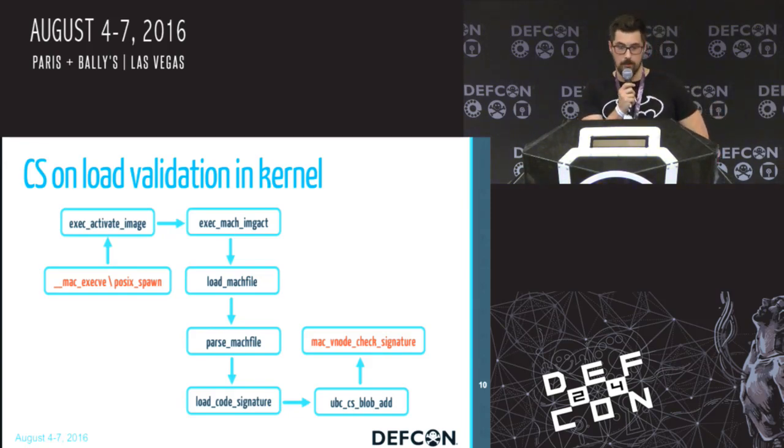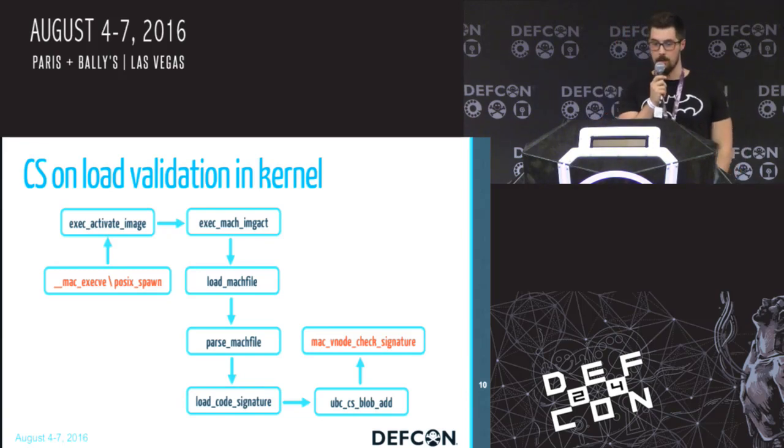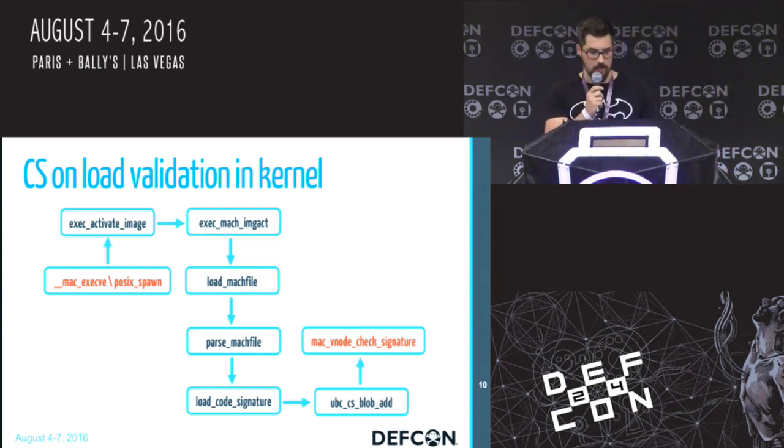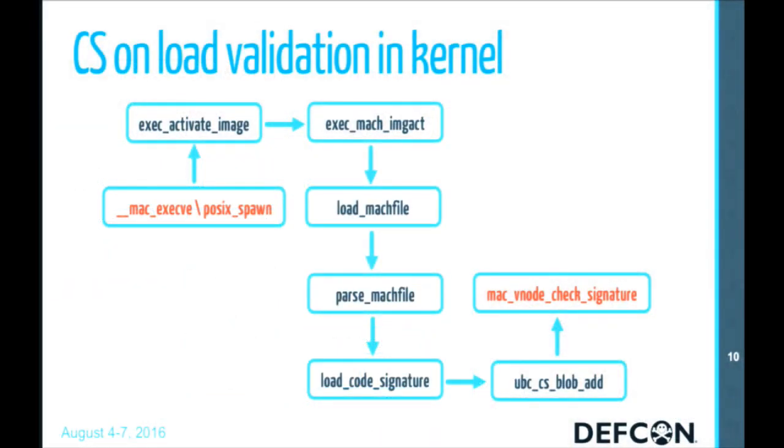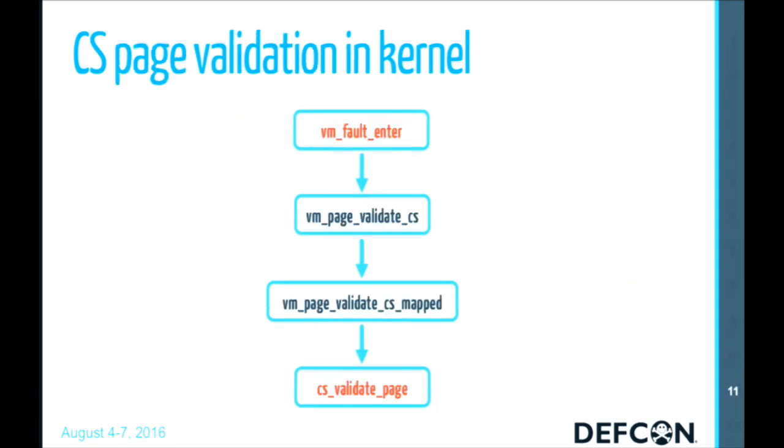We spawn a new process with markexec or posix_spawn, and exec_activate_image gets called in the kernel. It iterates through all the image activators, called exec_mach_imgact, which handle Mach-O files and call load_machfile, parse_machfile, load_code_signature, ubc_cs_blob_add, and finally it calls the mac_vnode_check_signature MFI hook. This is how it works per page.